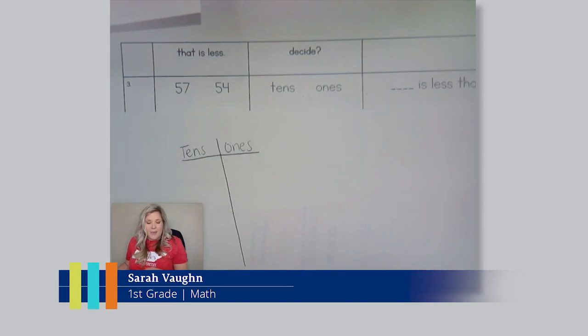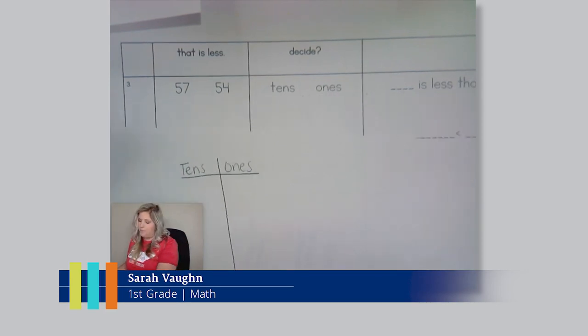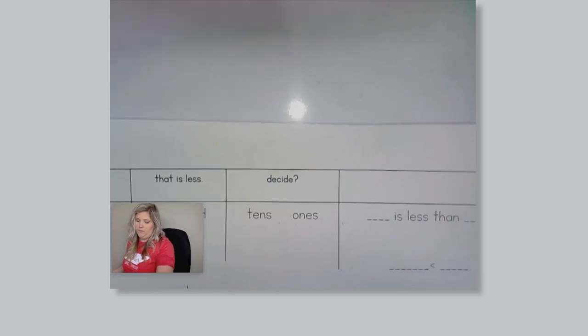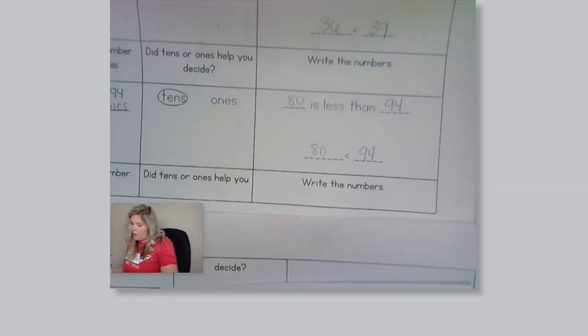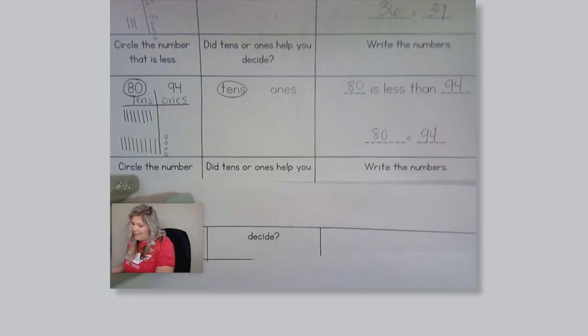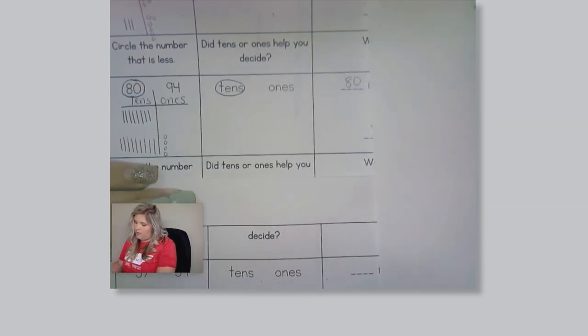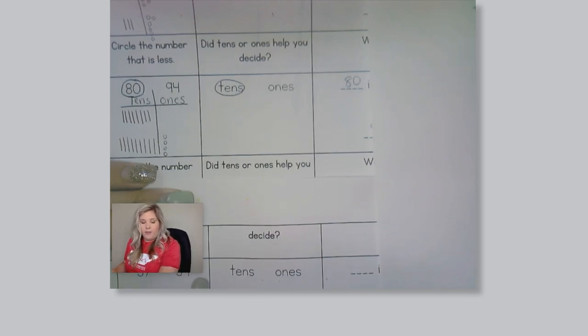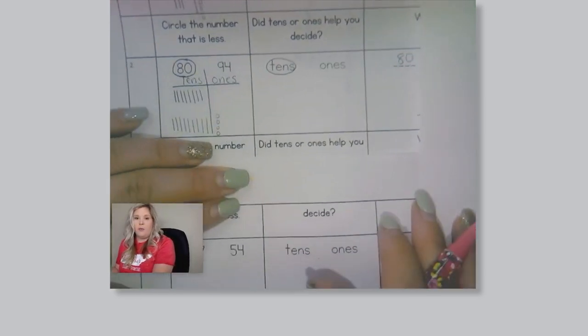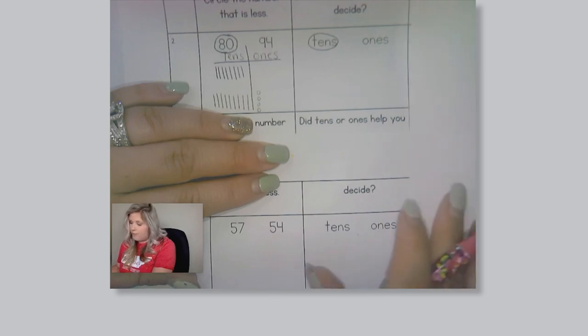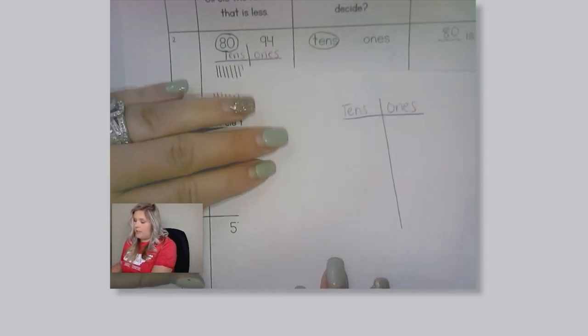Great. Now we are going to look at our problem. It says to circle the number that is less, 57 or 54. I see that we need to compare the numbers 57 and 54. We're going to use a quick draw model to help us represent the numbers 57 and 54 as tens and ones. So look at your place value chart.